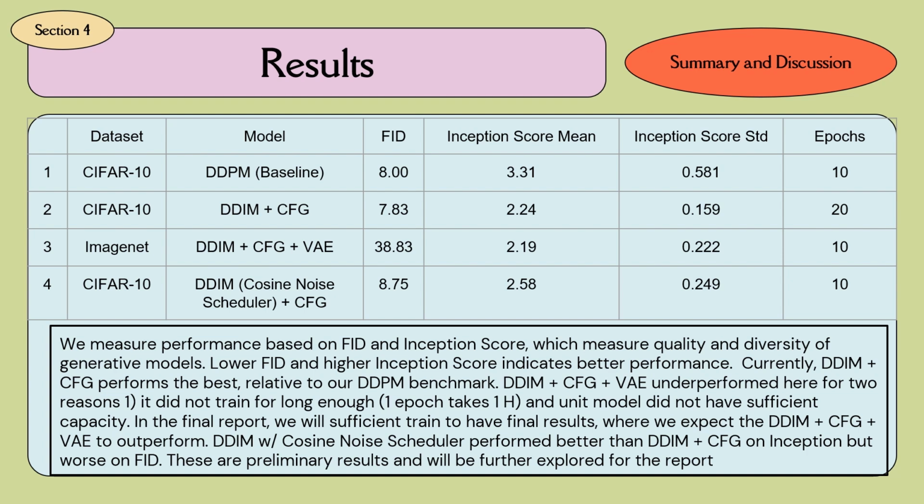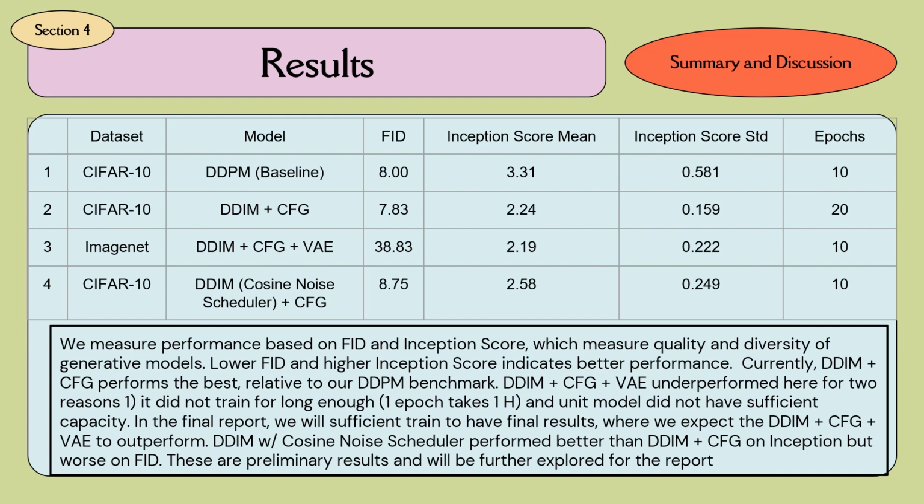For our results, we find that our performance, so starting with the baseline, we achieve an FID score of 8 and an inception mean score of 3.31. We measure performance based on these two scores, which measure the quality and diversity of generative models. Lower FID and higher inception score indicates better performance.